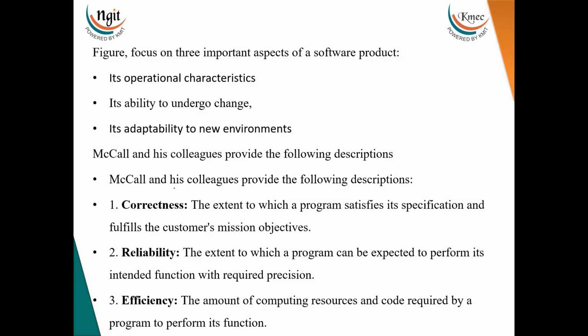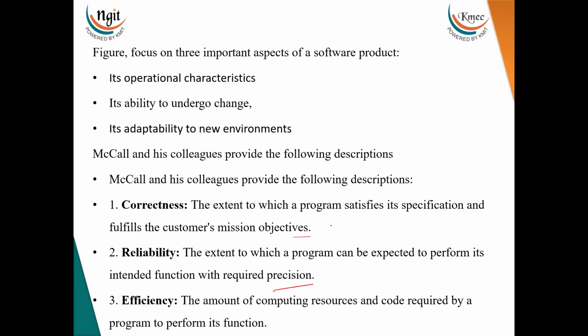So again, these 11 key quality factors of McCall are divided into three main aspects of software. Under operational characteristics, we talk about correctness, efficiency, integrity, and usability. Correctness is the extent to which the program satisfies its specification and fulfills the customer mission objectives, which means, in simpler terms, does it meet the user needs?